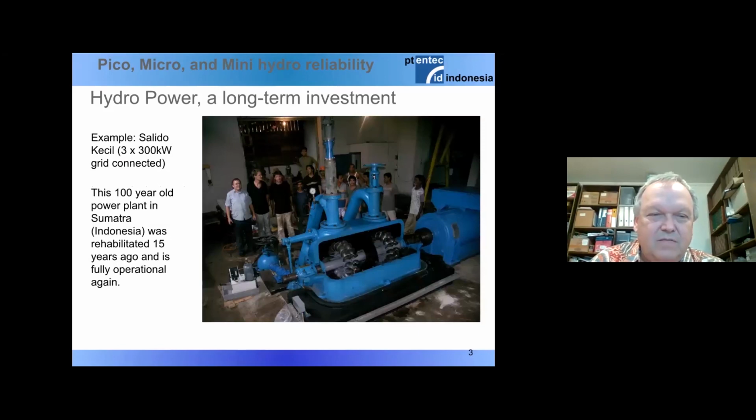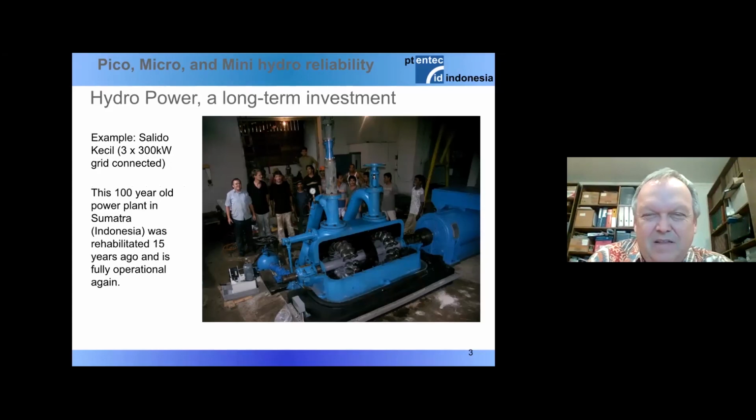Basically, there are 3 units like you see in the picture. We started to rehabilitate one, and meanwhile all 3 units are rehabilitated. The civil engineering after 100 years was still in good condition. And I'm sure this power plant is now grid connected and can be operating another 100 years.